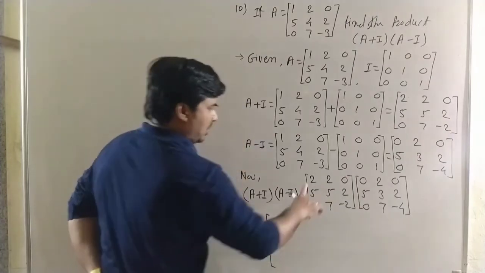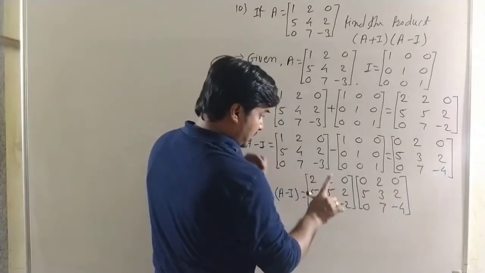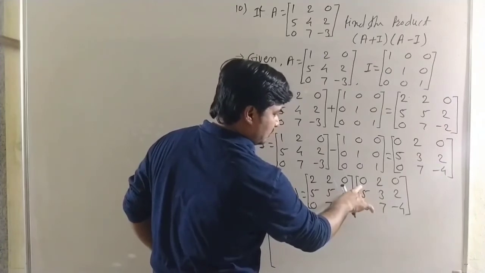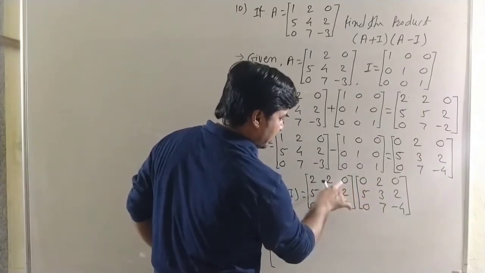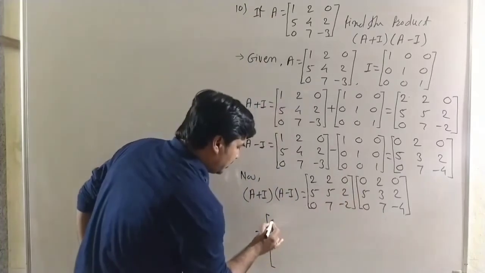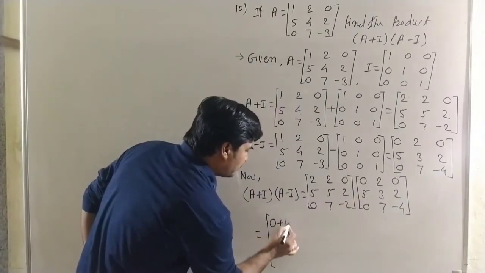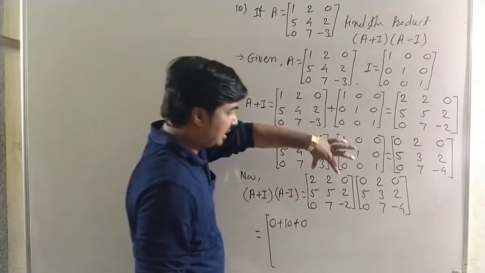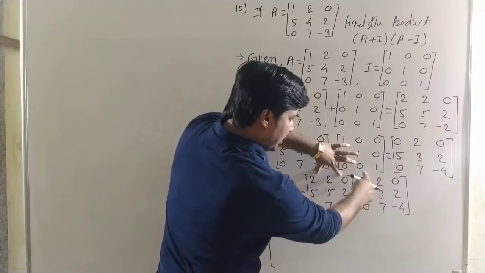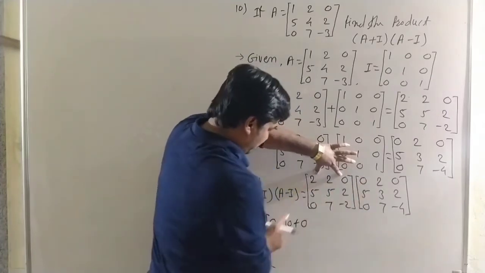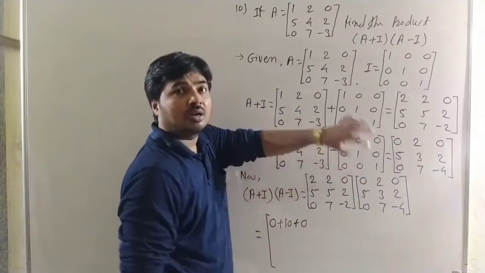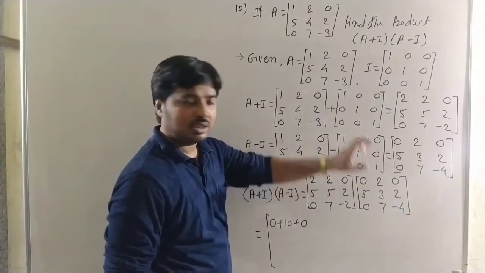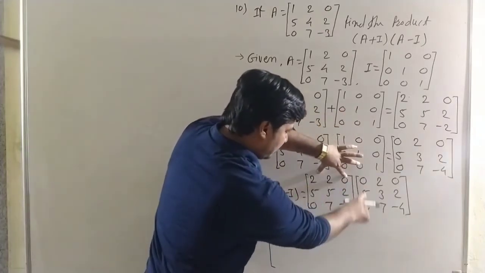See carefully, first row, first column. It is the first row and only the first column. 2 into 0 is 0, 2 into 5 is 10, and 0 into 0 is 0. Therefore 0 plus 10 plus 0 is the first row, first column element. Multiplication is the addition of the products of the corresponding elements in the row of the first matrix and the column of the second matrix. Then for first row, first column, we get this.